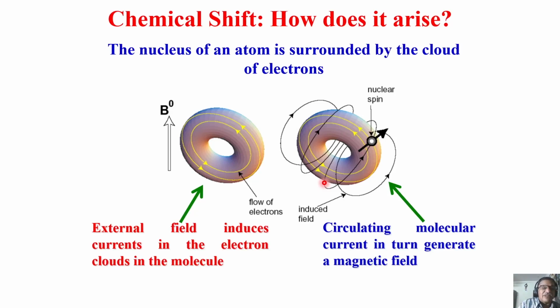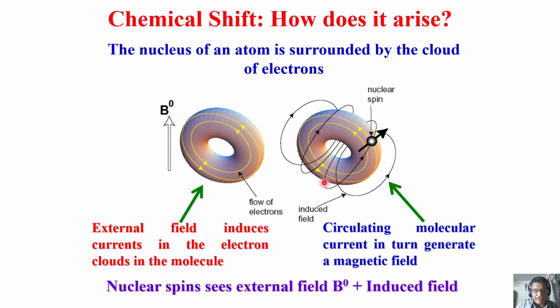Does it add to the external field or subtract from the external field? Because of this, the nucleus which is at the center, what is the field it is going to see? It is going to see B naught alone, or B naught plus the field generated by this, or B naught minus the field generated by these electrons. That we'll have to understand. So the nucleus sees the external field plus the field induced because of the electrons. These are the two important things.